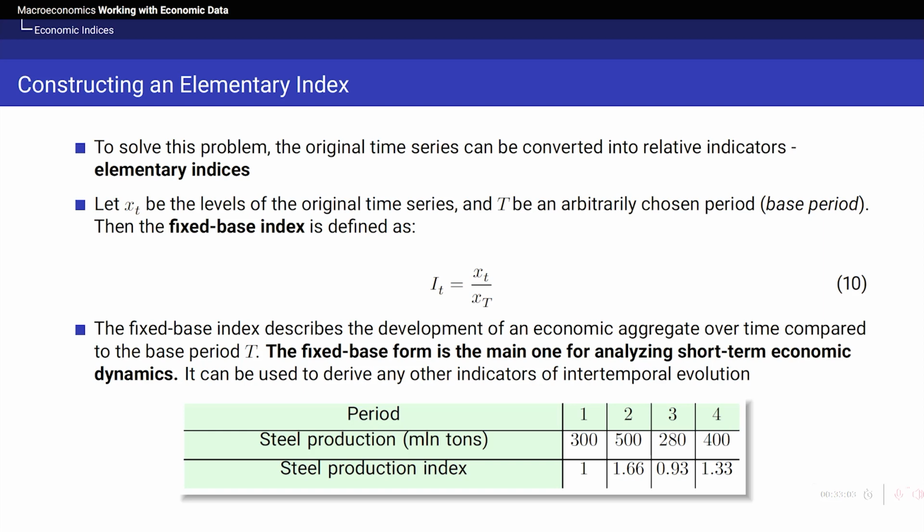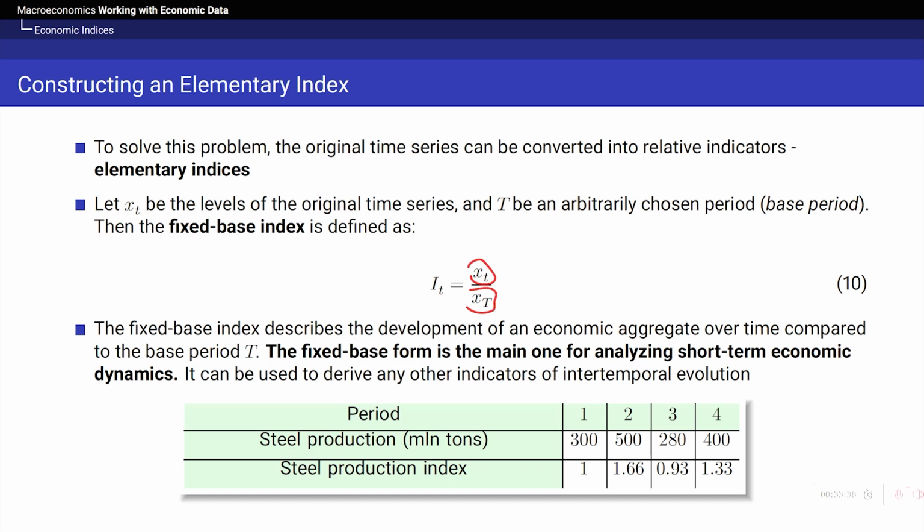An index is by definition a relative measure. We can construct an elementary index by normalizing the levels of a time series by its value in a particular period. This period is called the base period. The resulting index is, by extension, called a fixed base index. Such an index describes the dynamics of a variable in relation to the base period t. The fixed base index is the primary form of data which can be used to obtain many others.